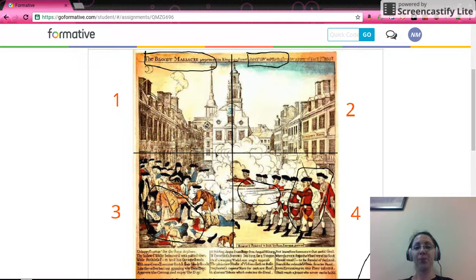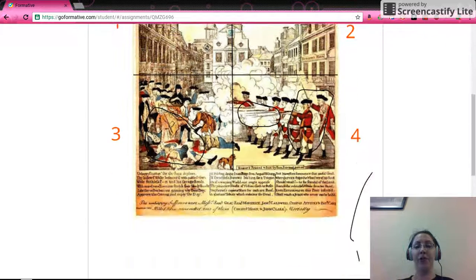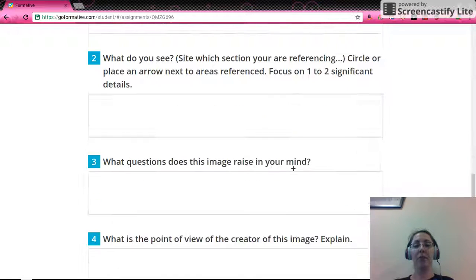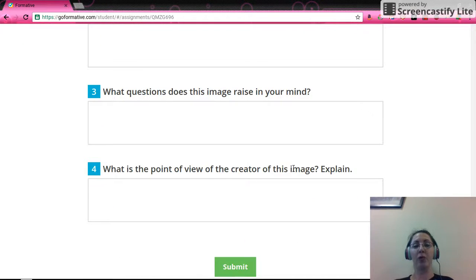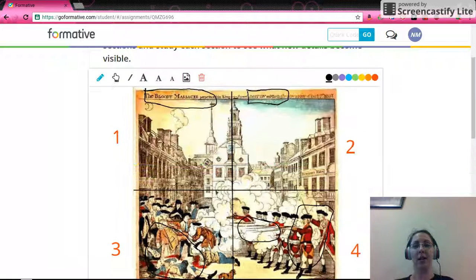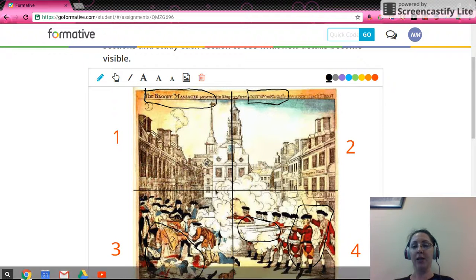So this is how you can very quickly look at an image, divide it up, and figure out the historical narrative that it's trying to tell you. Once again, below are the areas where you could record your answers, but for the sake of time, I did not do that. If you have any questions, please leave them in the comments or email them to me.